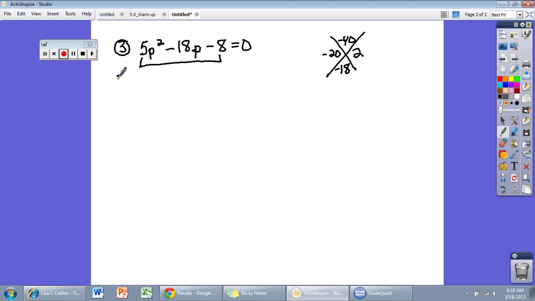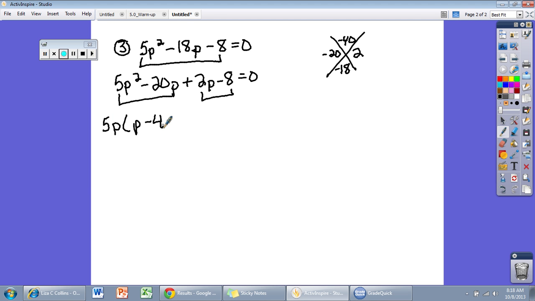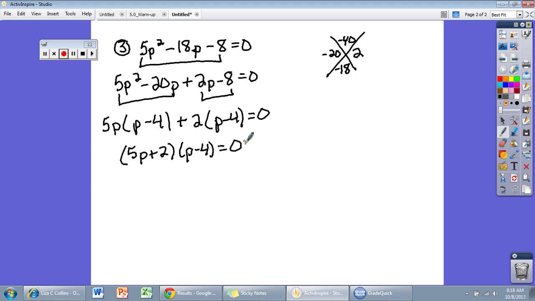So we rewrite our trinomial, 5p squared minus 20p plus 2p minus 8 is equal to 0. So we're grouping these two terms together and these two terms together to get 5p times p minus 4 plus 2, which also gives us p minus 4. So that means our fully factored form is 5p plus 2 times p minus 4. So this part, the factoring part, we've been doing for a while.